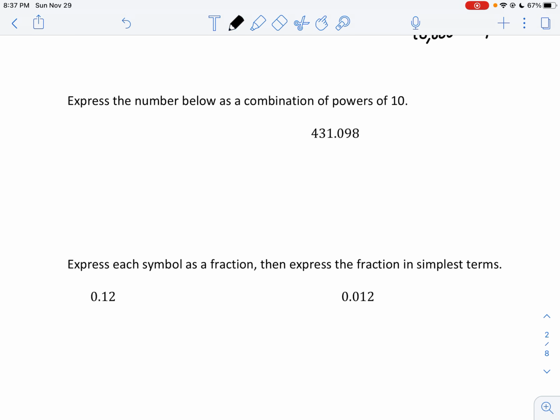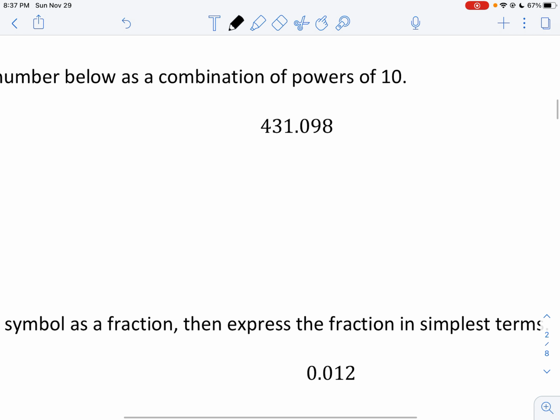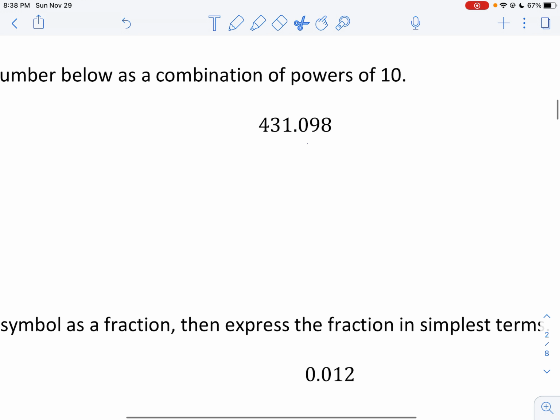Express the number below as a combination of powers of 10. So here we have several different digits in a variety of positions. All of these have different place values, right? The 4 is in the hundreds position, the 3 is in the tens position, the 1 is in the ones position, and then we have a decimal, and then after that we have the 0 in the tenths position, the 9 in the hundredths position, and the 8 in the thousandths position.